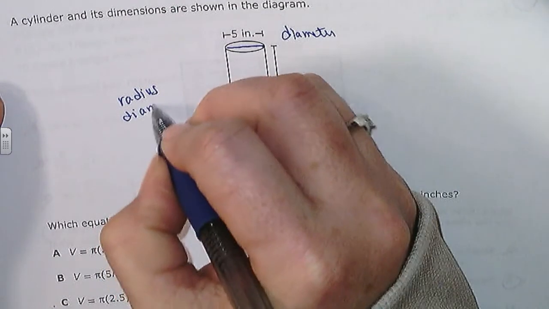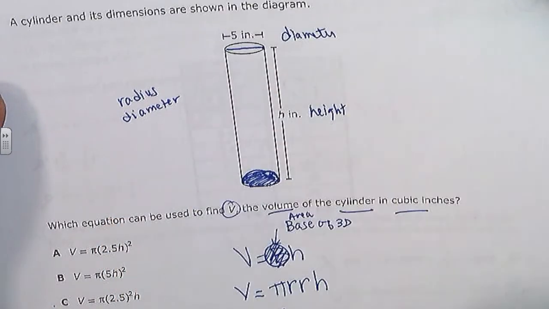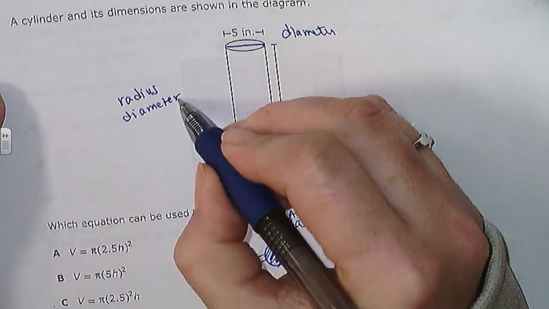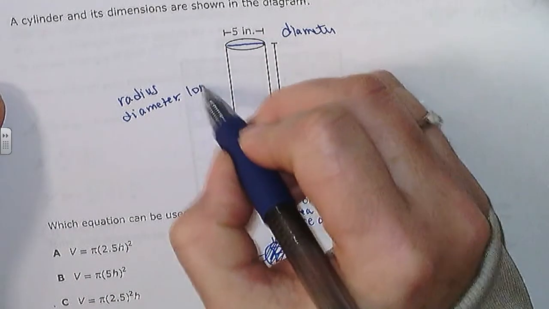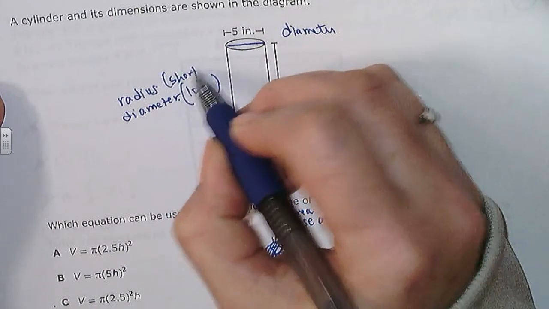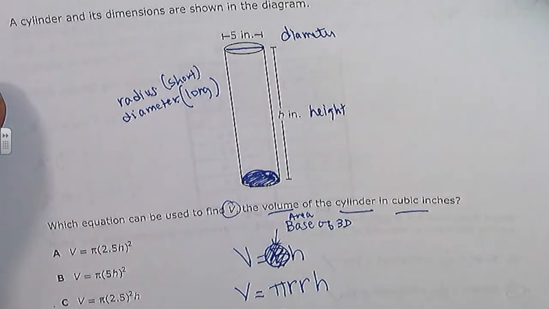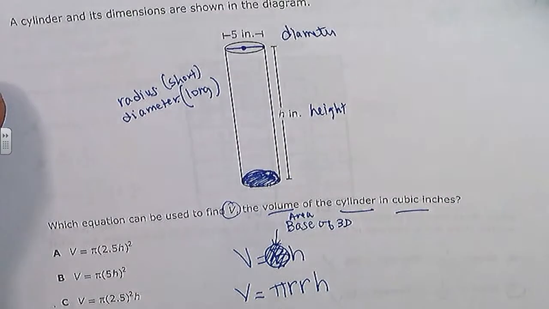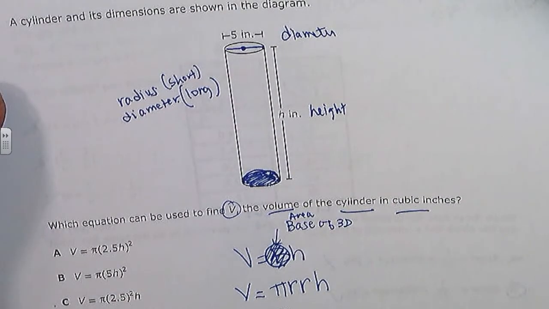Diameter, if you're trying to spell it. Which one's longer? That's the long line. Which one's shorter? That's the short line, in case you didn't know. And those go through the center. If they don't go through the center, it's a chord. Not that I've used that lately, but it's definitely a chord.